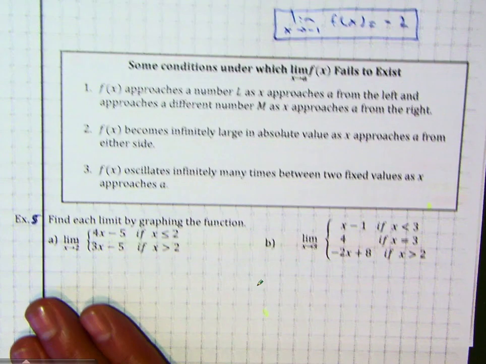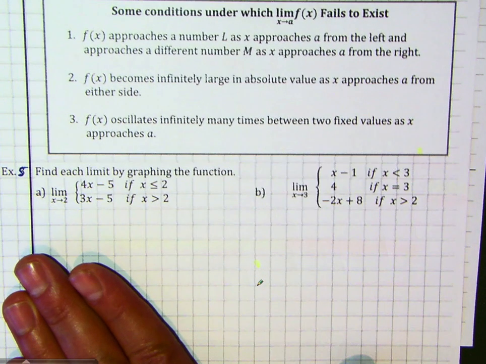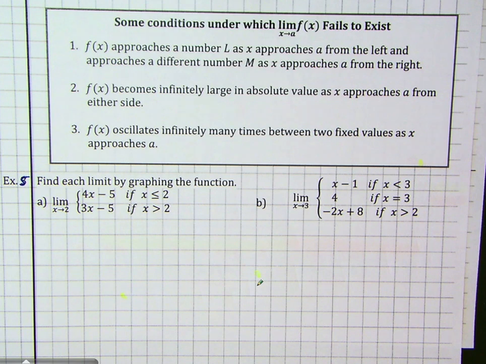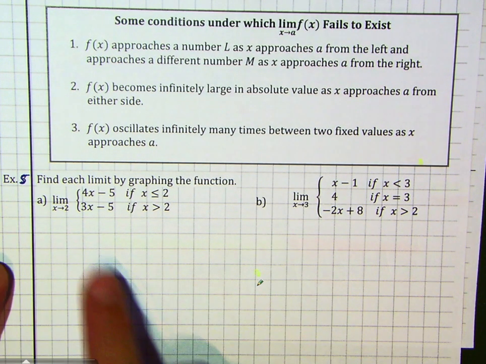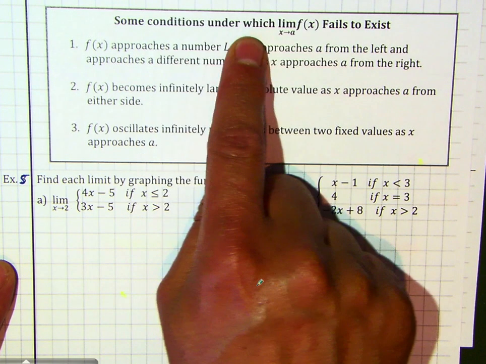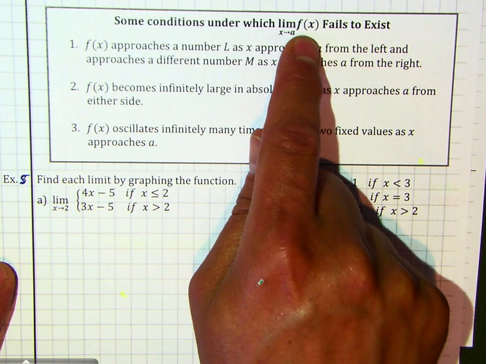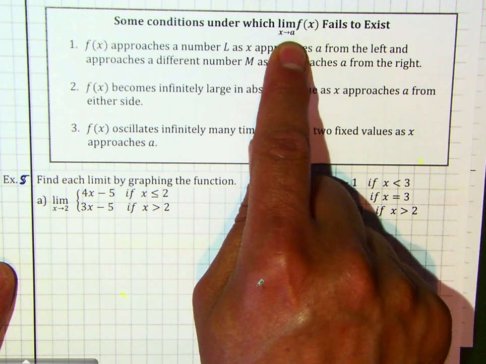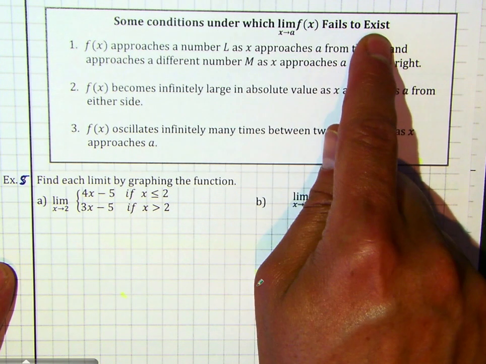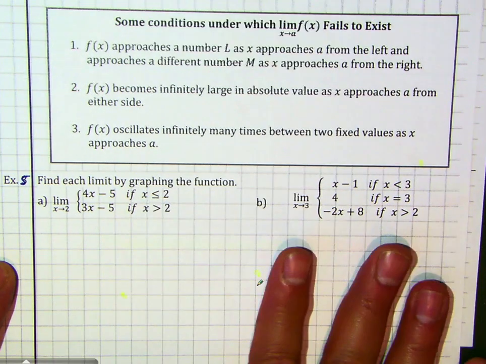Example number 5. Go and glue your cutout or copy it down. Copy example number 5. In this case, we're going to use decimals to be able to find the limit. Pause if you need more time. There are some conditions under which the limit of a function as x approaches a specific number fails to exist. Let's go through each one and then we'll come back to this.